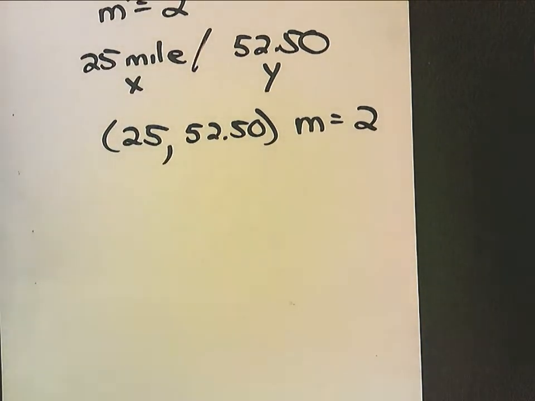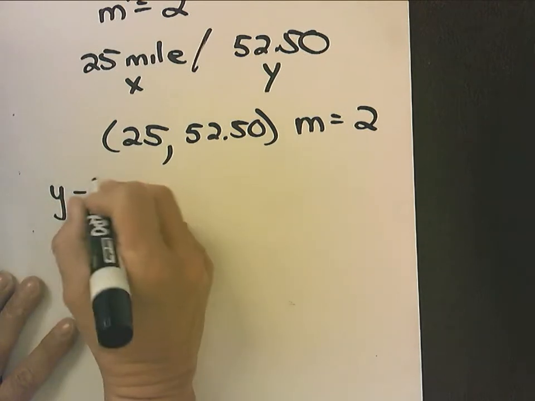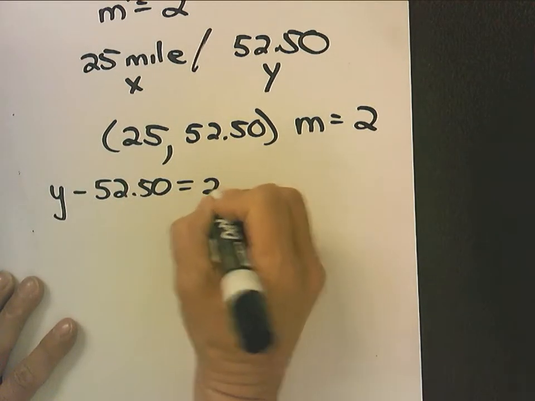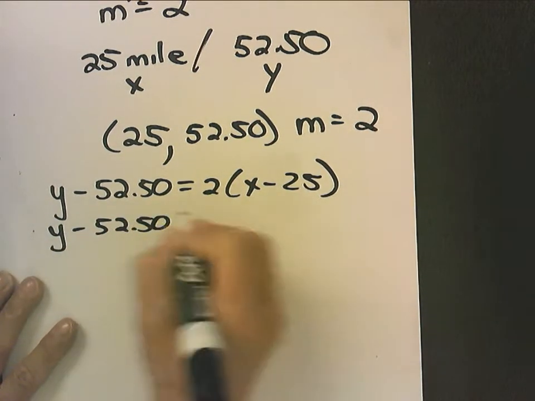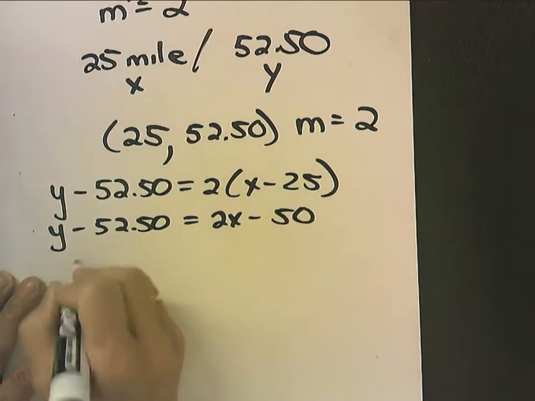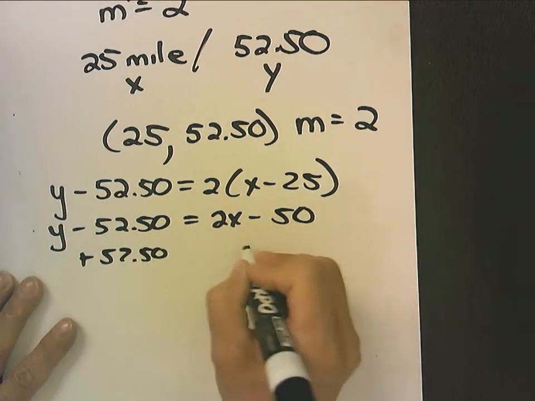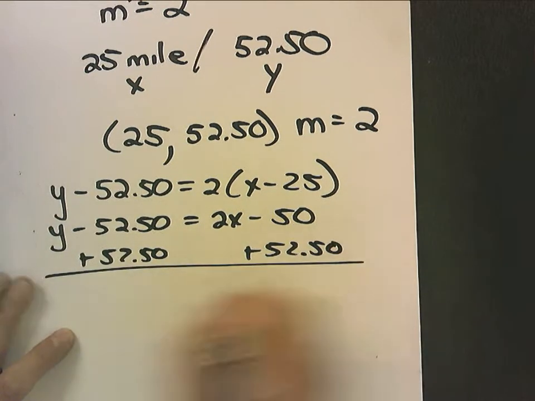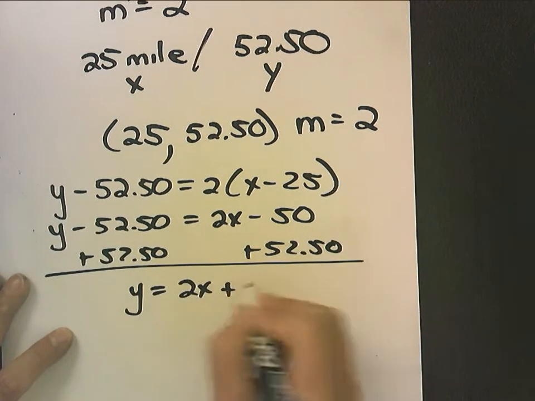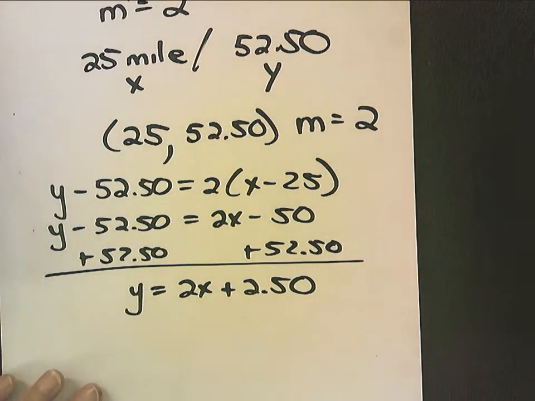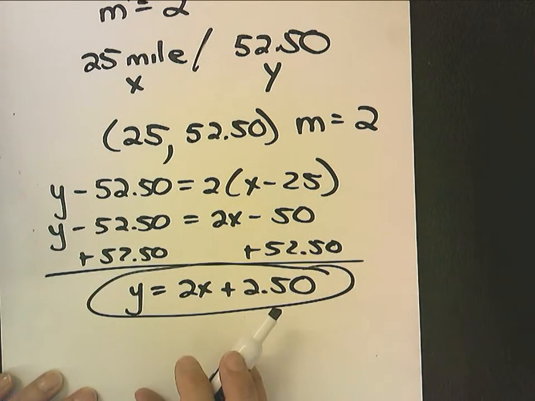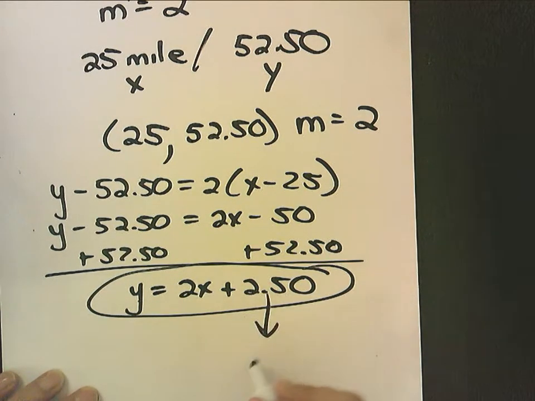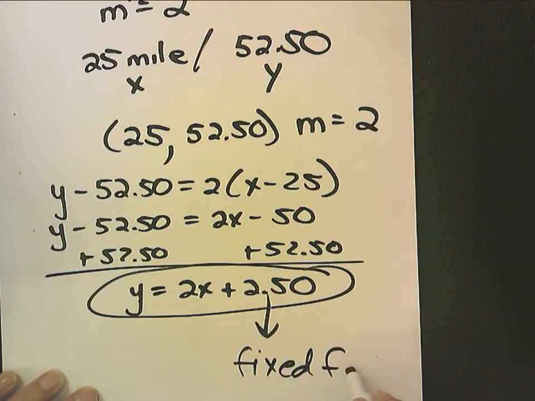So they're giving us a point and a slope, and with a point and a slope, I go into point-slope form. y minus 52.50 equals 2 times x minus 25. I change it to slope-intercept, which means I distribute, and I add 52.50 to both sides. And I get y equals 2x plus 2.50. So this would be my equation showing cost as a function of miles, this being cost, this being miles, and the fixed fee is $2.50.